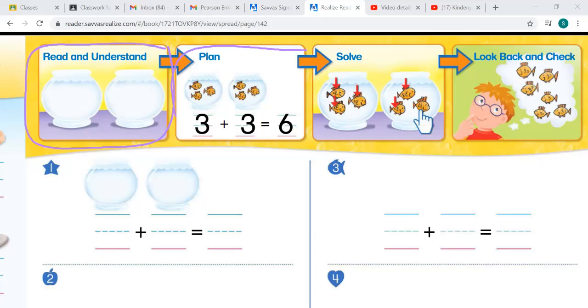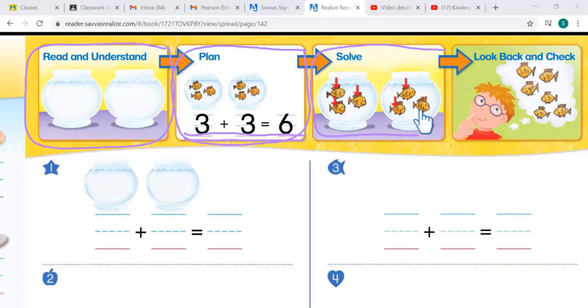So let's look over here at our next box. Yusuf drew a picture as he planned to solve the problem. So how many fish did he draw in each fishbowl? He drew 3 fish. So what number sentence did he write to match the picture? 3 and 3 is 6. Or we can always say 3 plus 3 equals 6.